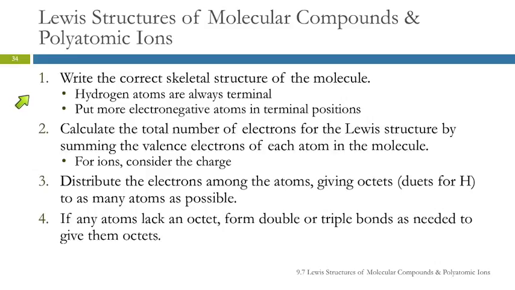The first place to start is to get the correct skeletal structure of the molecule. How are the atoms connected to each other? And this is not always obvious, especially to beginning chemistry students. So hydrogen atoms are always terminal. Terminal means that they're on the outside, on the ends of the molecule, because hydrogen atoms can only bond to one other element, so they can't be between elements.